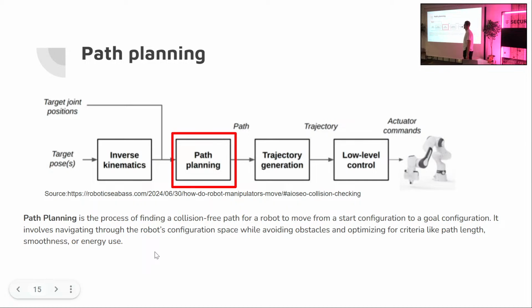Next step in our motion planning diagram is path planning. And path planning is the process of finding a collision-free path for a robot to move from a start configuration to a goal configuration. It involves navigating through the robot's configuration space while avoiding obstacles and optimizing for criteria like path length, smoothness, or energy.